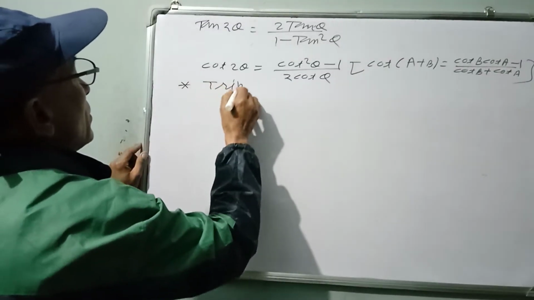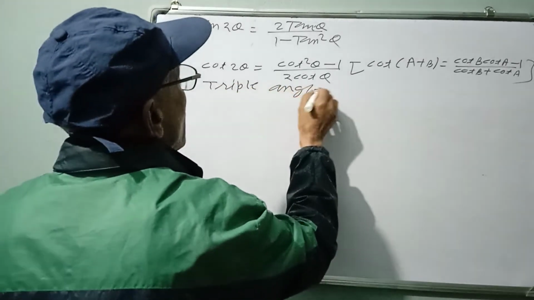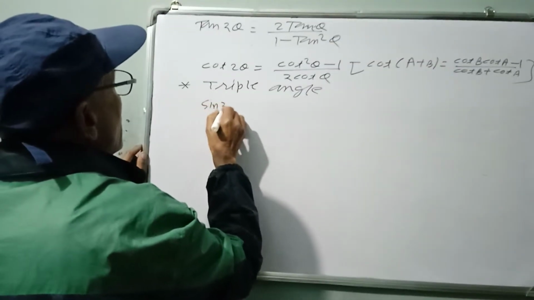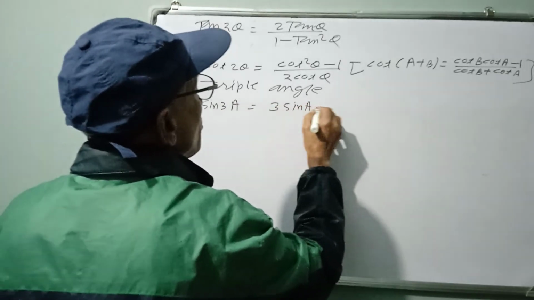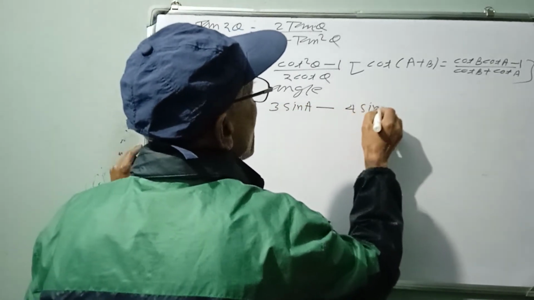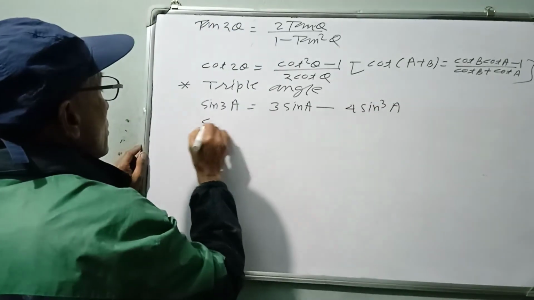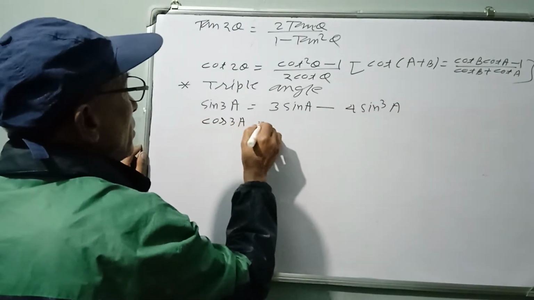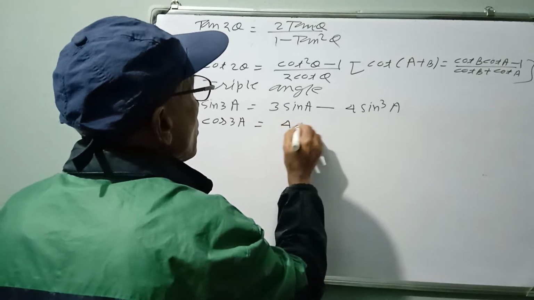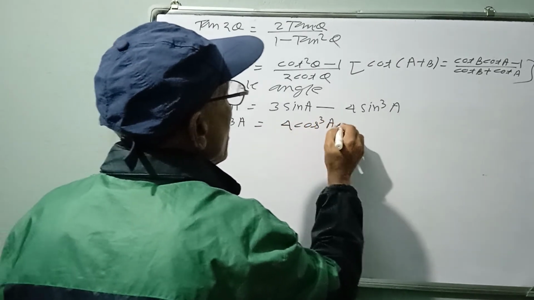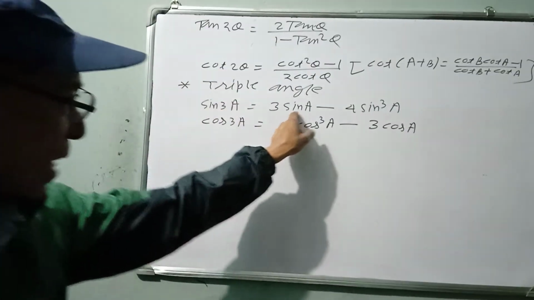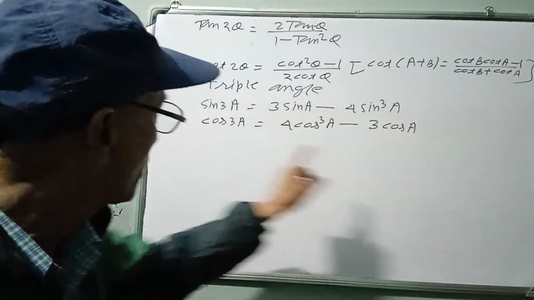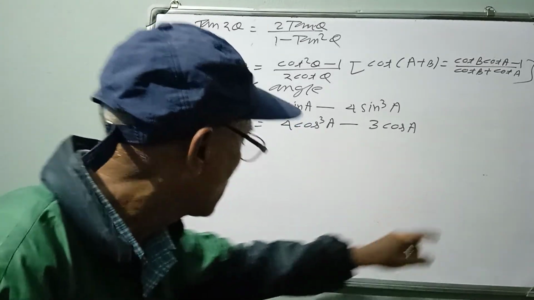Double finish, triple angle. Sin 3A equal 3 sin A minus 4 sin cube A. Cos thrice A equal 4 cos cube A minus 3 cos A. Sin ma 3 sin अगाडि sin A and पछाडि 4 sin cube A. Cos 3, 4 cos cube A minus 3 cos A.